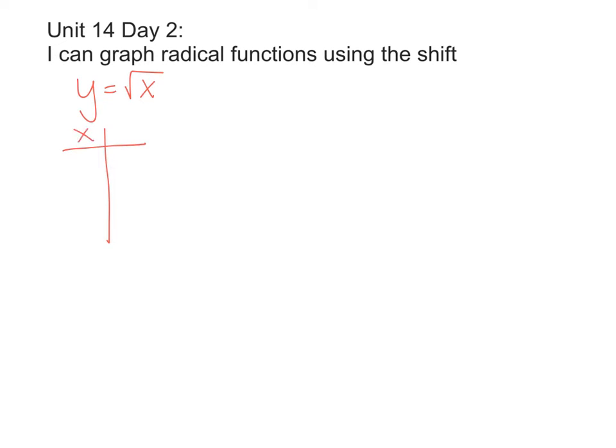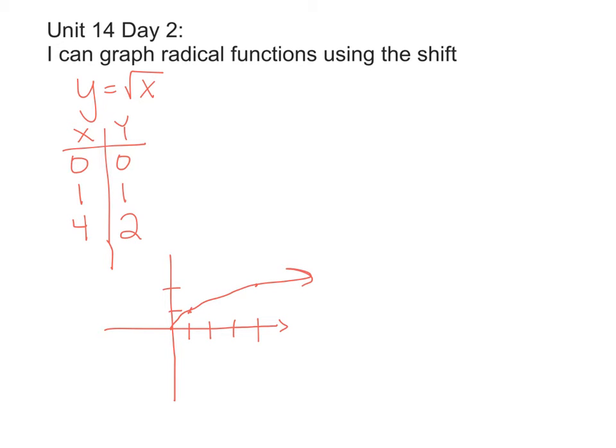Instead of using decimals, I'm going to put in some nice numbers because we're talking about square roots. So the square root of 0 is 0. What's the next perfect square we know? Well, 1, the square root of 1 is 1. Next perfect square up is 4, because the square root of 4 is 2. So that's the basic parent function. It's going to look something like this. At 0, it's at 0. 1 is 1. And over here at 4, it's at 2. So it curves through like that.